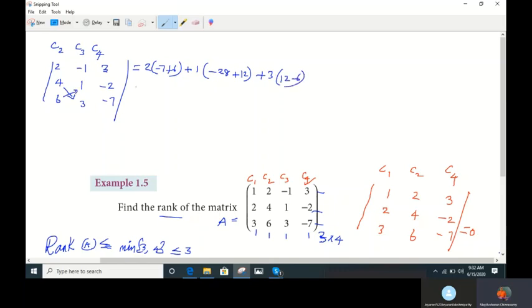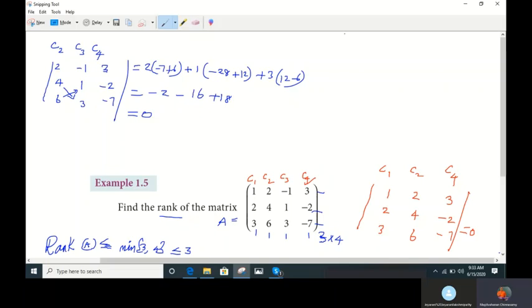What do you have here? Minus 7 plus 6 is minus 1. Minus 1 into 2 is minus 2. Minus 28 plus 12, it is minus 16. 1 into minus 16, minus 16. 12 minus 6, 6 3s are 18. Minus 18 plus 18 becomes 0. So all the minors of 3 cross 3 are 0.